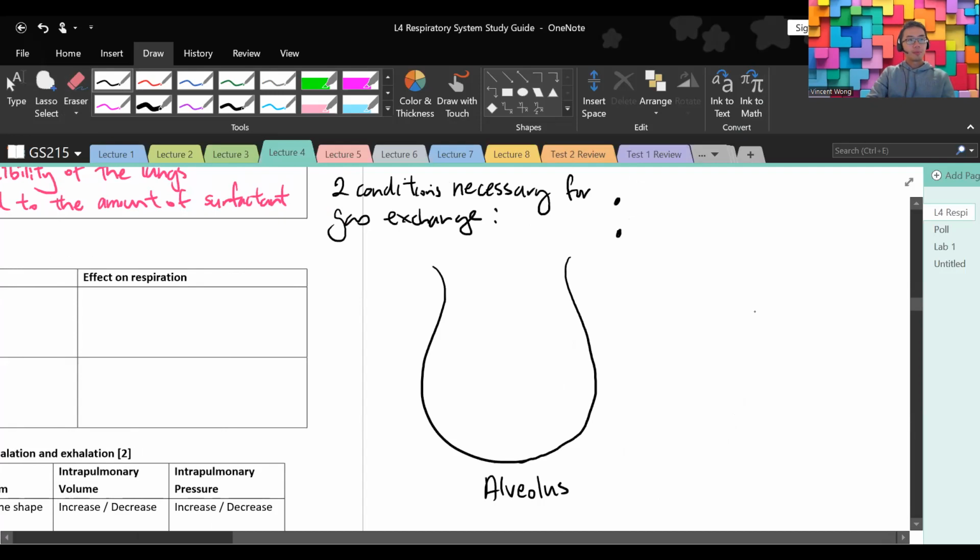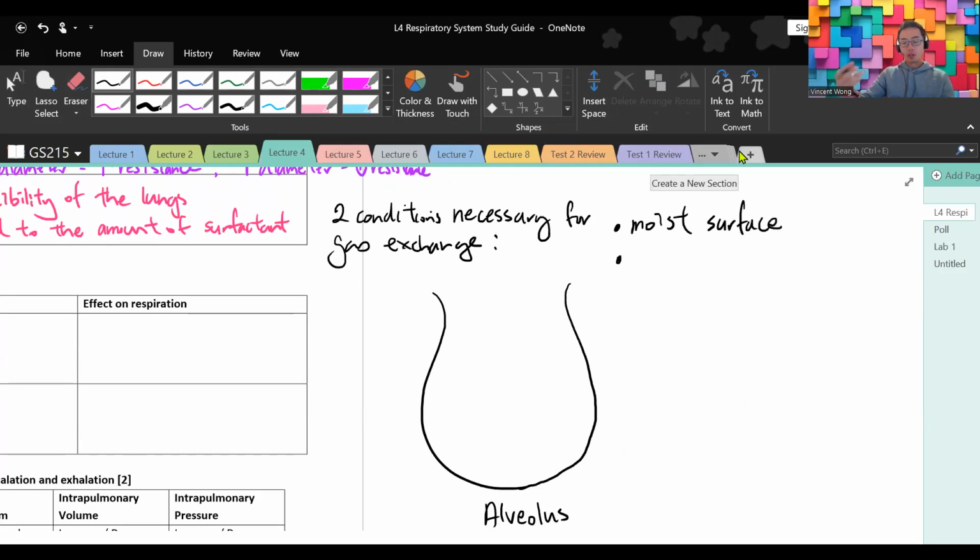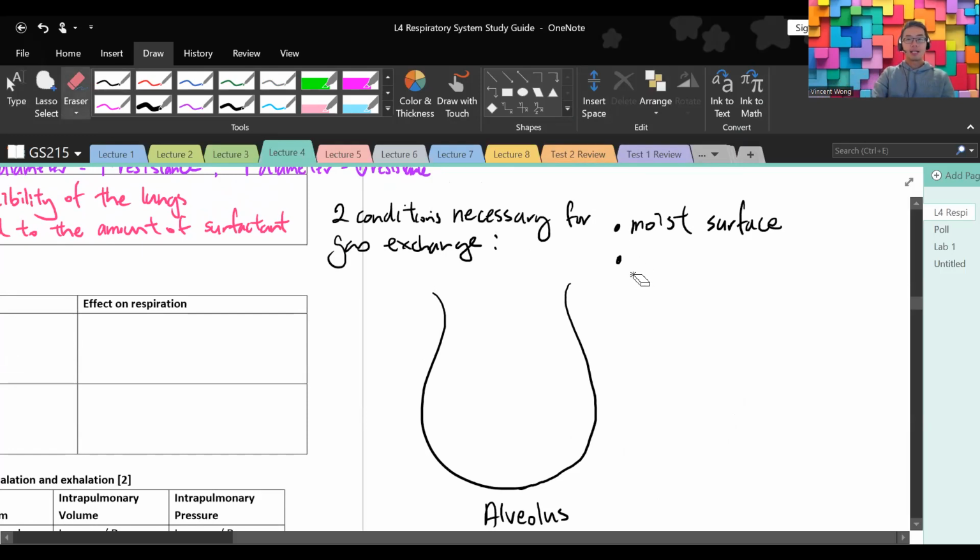Anyone remember? What do we need in order for gas exchange to occur? Okay, yeah, Donna said water. I'm going to rephrase that. There needs to be a moist surface. We don't want to be submerged per se, but we need it to be moist. Okay. And what's the other one?